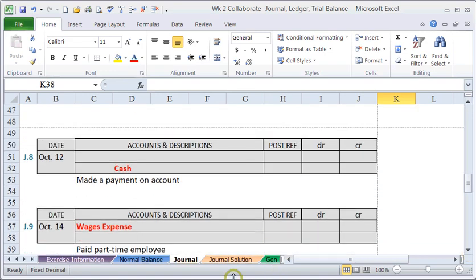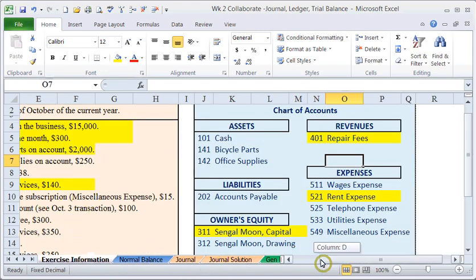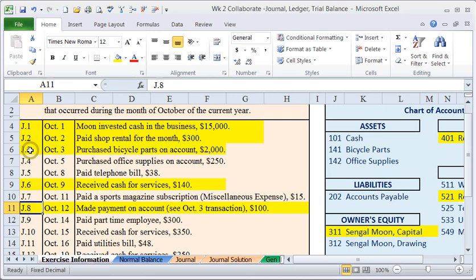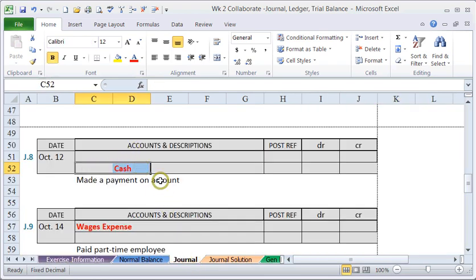Let's take a look at journal entry number 8. In journal entry number 8, he's made a payment on account. It says, see October 3rd. On October 3rd, he purchased bicycle parts on credit and for $2,000, and now he's paying $100 of that bill. Whenever we make a payment, we're going to reduce the balance in cash with a credit. So in journal entry number 8, we're going to record a credit to cash for the $100 that he paid.